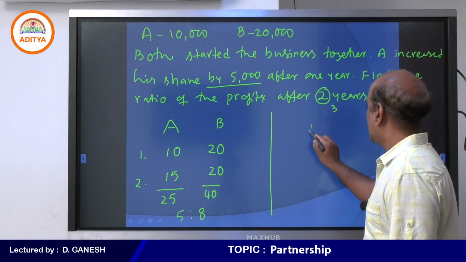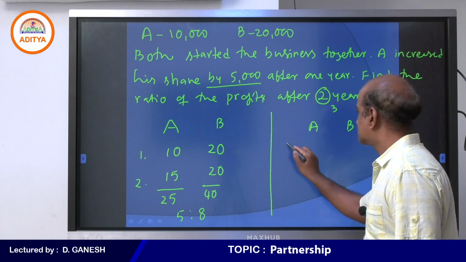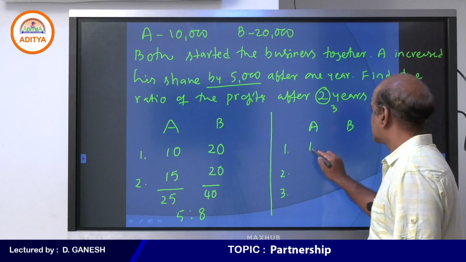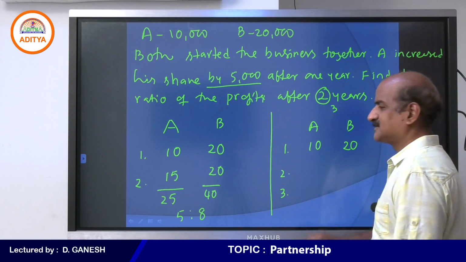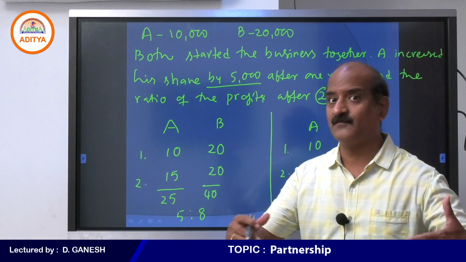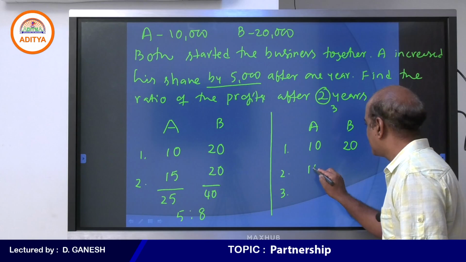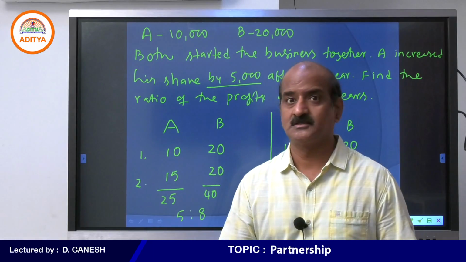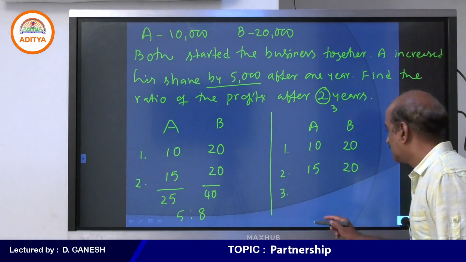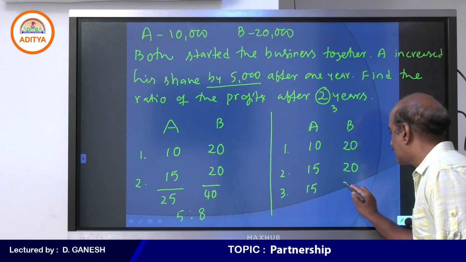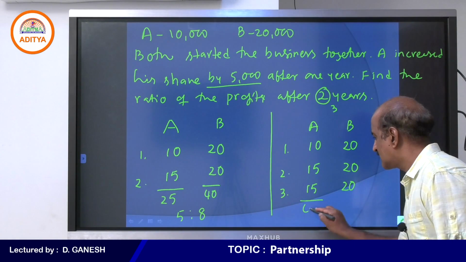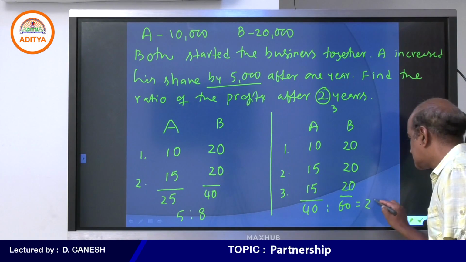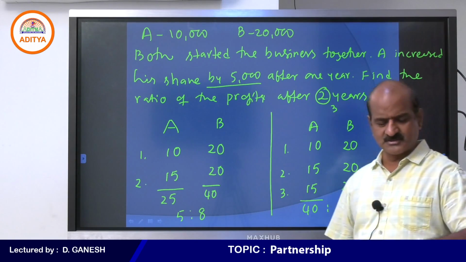See, so A and B, they continue the business for 3 years. So let us see first year, second year, and now 3 years. A 10,000 rupees, B 20,000 rupees. In the first year, there is no difference. After 1 year, A increases his share by 15, B 20 of course. Third year, same thing continues, same in the sense 15,000 continues for A, 20 for B. Therefore 30 plus 10, 40, and 3 twenties is 60, and you can see that their shares will be distributed in the ratio 2:3.